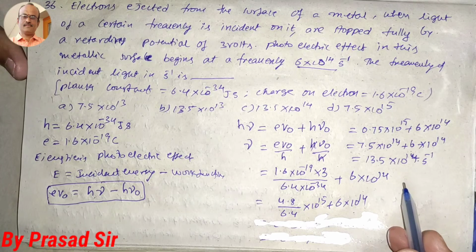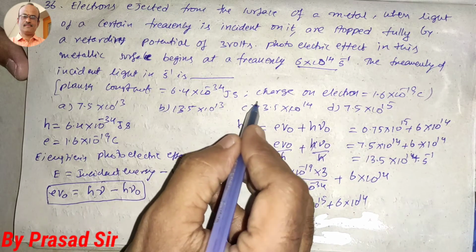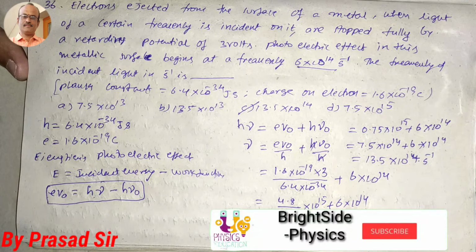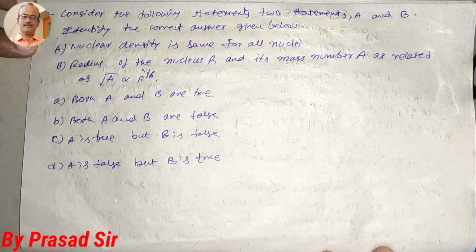So which option is correct here? 13.5 into 10 to the power of 14 seconds to the power of minus 1. Option C is correct. Now the question number 37. Consider the following statements A and B.